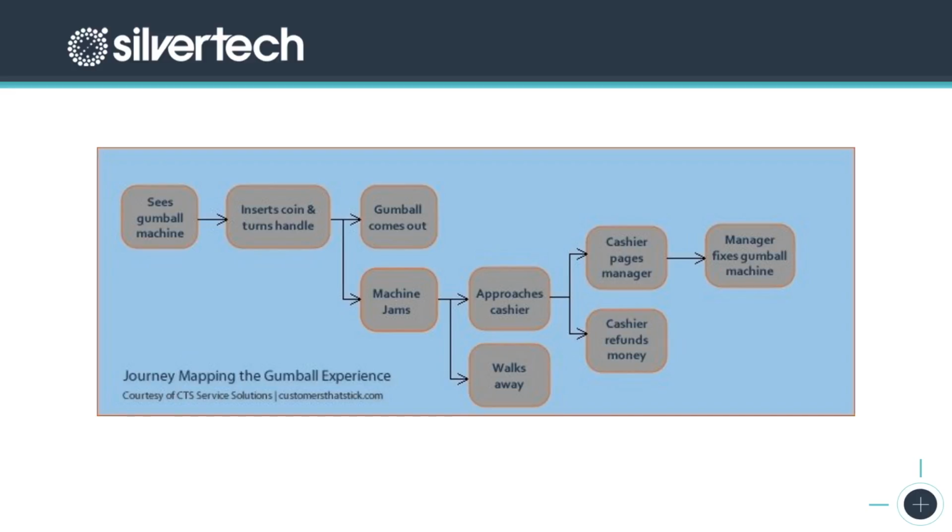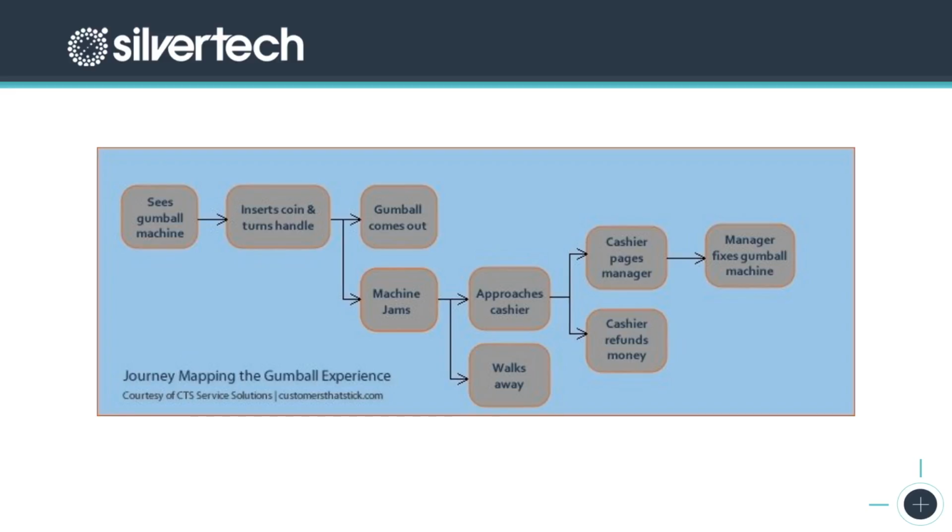So you can see here, the customer approaches, sees the gumball machine, inserts coin, turns handle, gumball comes out. That's the experience we think, but what happens then if the machine jams? Is the customer going to walk away or approach the cashier? What happens when they approach the cashier? Does the cashier involve the manager or refund the money? So there's all these different things that you can start to think about to improve the experience once you actually just map things out.